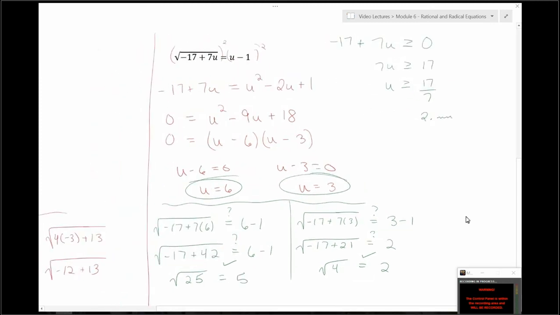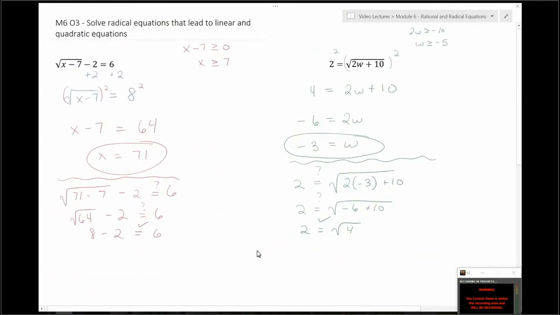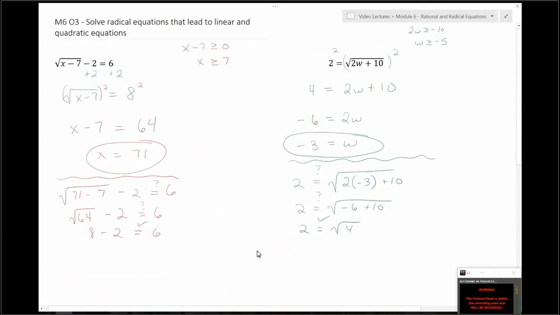And that's all in this section. So again, for radical equations, get the square root by itself and then square both sides. And to make sure that your value is in the domain, either plug it in or solve where the radical is greater than or equal to 0.